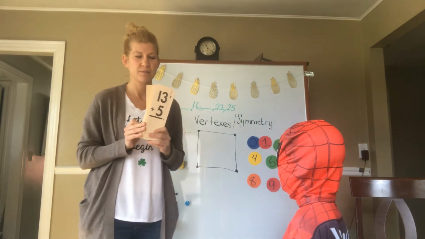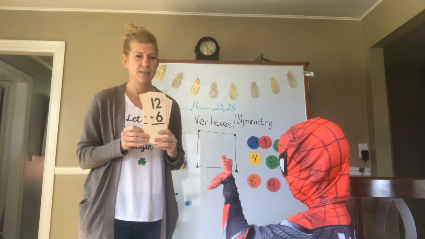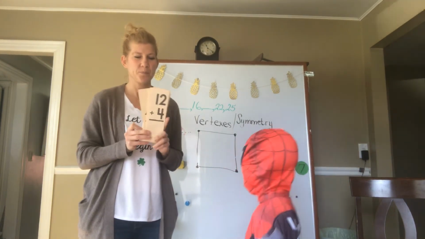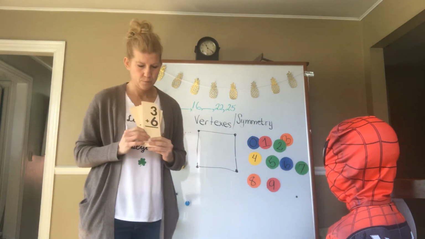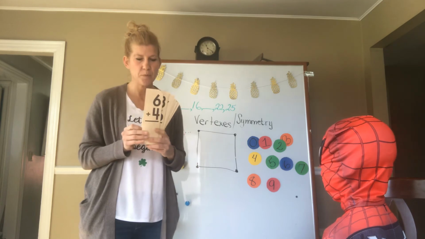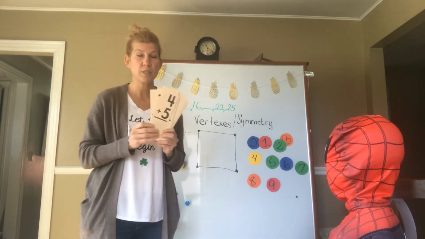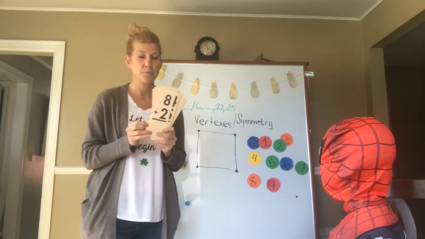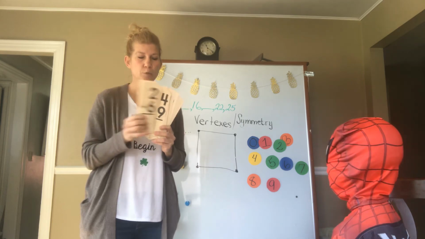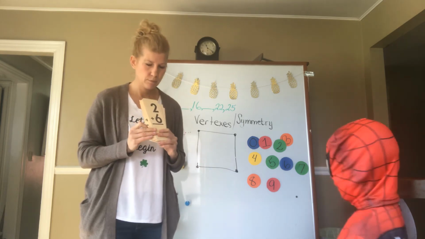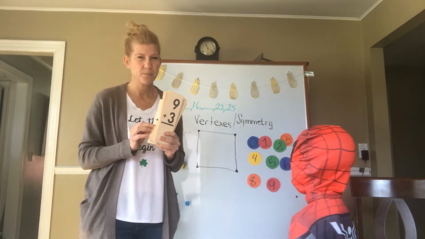15. 13 plus 5. 18. 12 plus 6. 18. 12 plus 4. Remember, you can just do 2 plus 4, which is 6, so it's 16. Good. 3 plus 6. 9. 6 plus 4. 10. 7 plus 3. 10. 7 plus 2. 9. 4 plus 5. 9. 8 plus 2. 10. 3 plus 5. 8. 4 plus 9. 13. 2 plus 8, sorry. 2 plus 6. 8. 9 plus 3. 12.